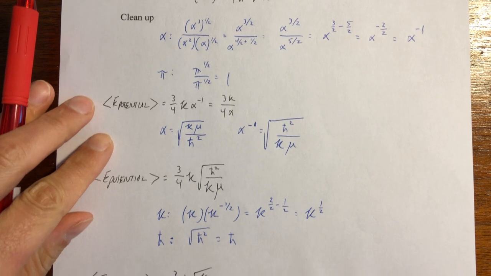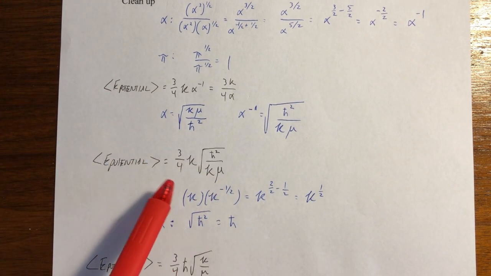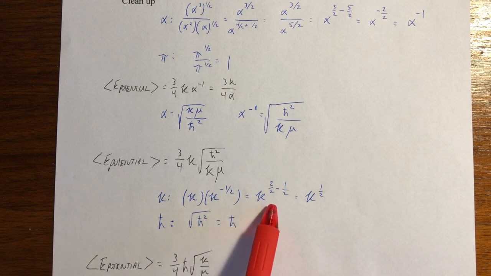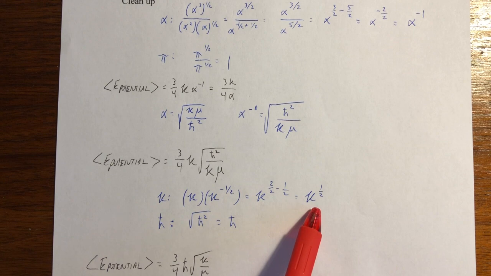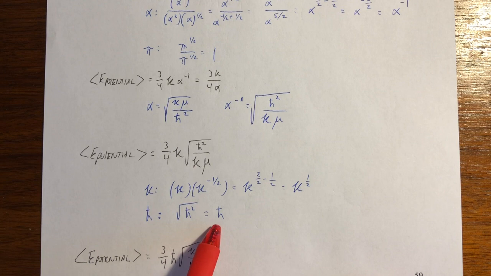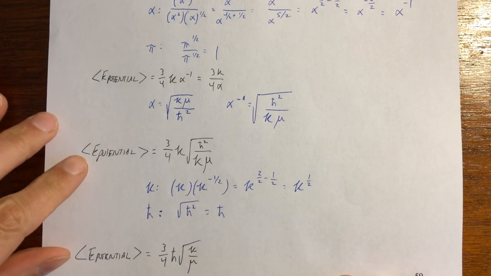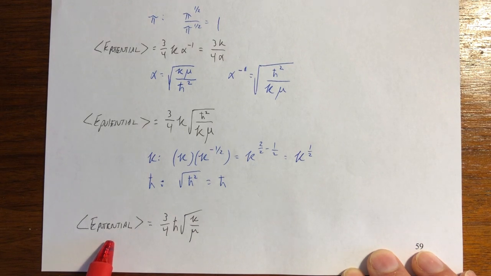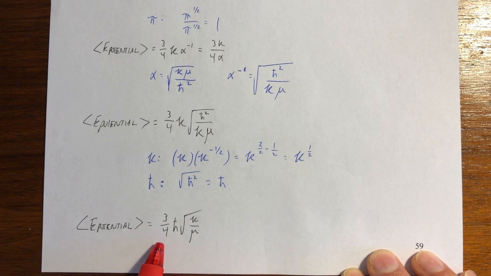Now let's clean up our spring constants. We have two of them. We have k times k raised to the negative 1/2. That simplifies to being k raised to the quantity 2/2 minus 1/2, which is equal to k raised to the 1/2. We also have the square root of h bar squared, which is just equal to h bar. So if we clean this up further, we land with our final expression for the expectation value for potential energy, which is equal to 3/4 h bar times the square root of the spring constant divided by the reduced mass.